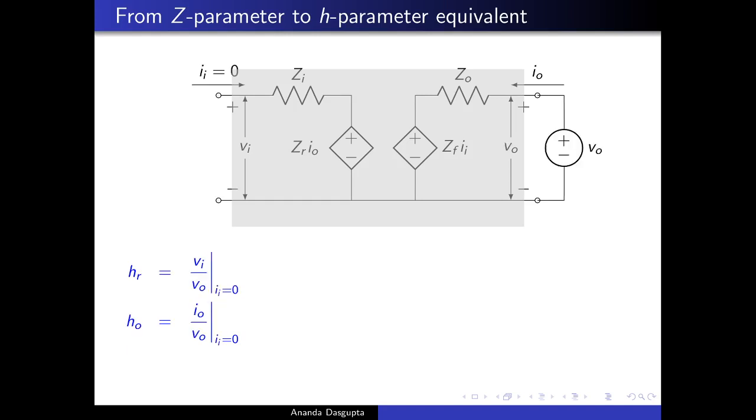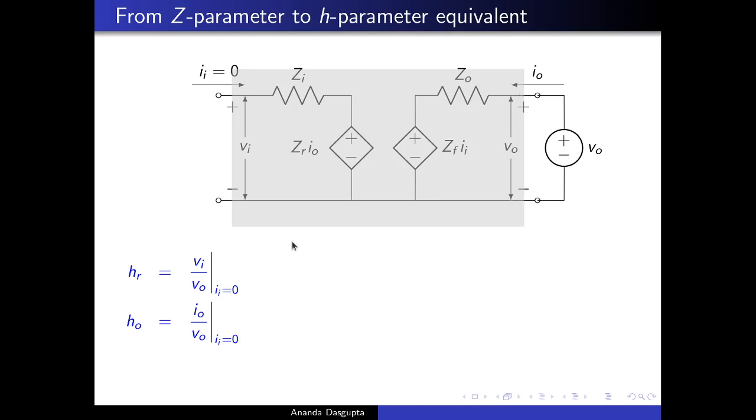The next set, Hr and Ho, are evaluated under input open conditions. Io has to be 0 for them. So because Io is 0, what I have done is I have connected nothing here, which means Io will automatically be 0. And now comes this important issue. How do I ensure that the voltage Vo is maintained here? If there's no input, how do you get an output?